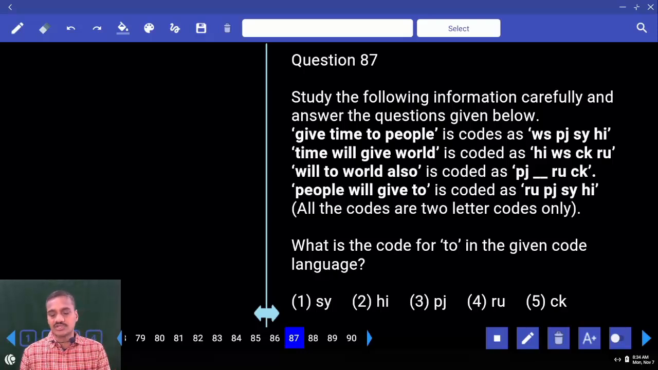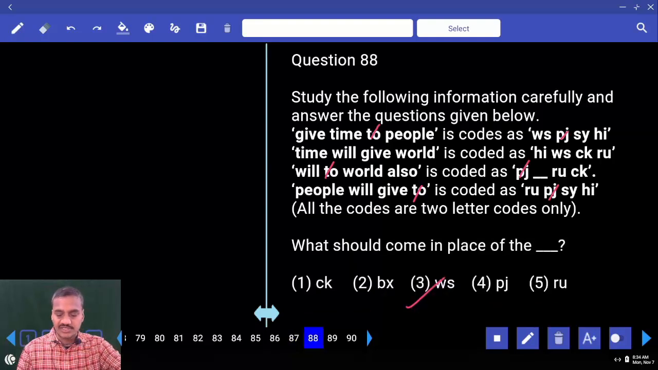As 3 questions were given, we need to work this out directly rather than working out each and every code. What is the code for the word 2? Where is 2 common? Now 2 is common in the first one, the third one and the fourth one. Among these, which is common? PJ is common. And the code for 2 is PJ, choice 3, 87.